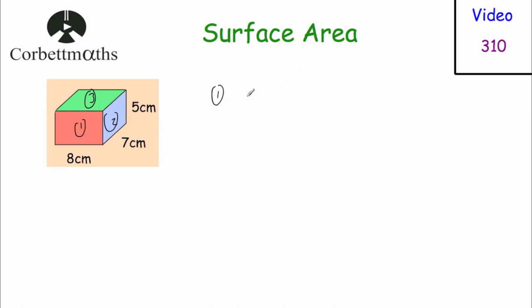So for face 1, we've got the width of the rectangle is 8, multiplied by the height of the rectangle, which would be 5, because here we've got a height of 5. So we've got 8 times 5, and 8 times 5 is equal to 40 centimetres squared. So the area of the front is 40, that means the area of the back would also be 40 as well, so I'm just going to write it there as well.